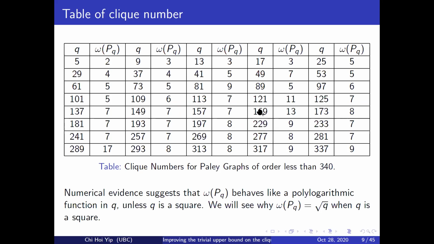For example, if q is 169, omega will be 13, while if q is 289, omega(P_q) will be 17. So we may conjecture that omega(P_q) is root q if q is a square. And we will see that this is not a coincidence. We will see that in the next few slides. So unless q is a square, omega(P_q) behaves like a polylog function in q.